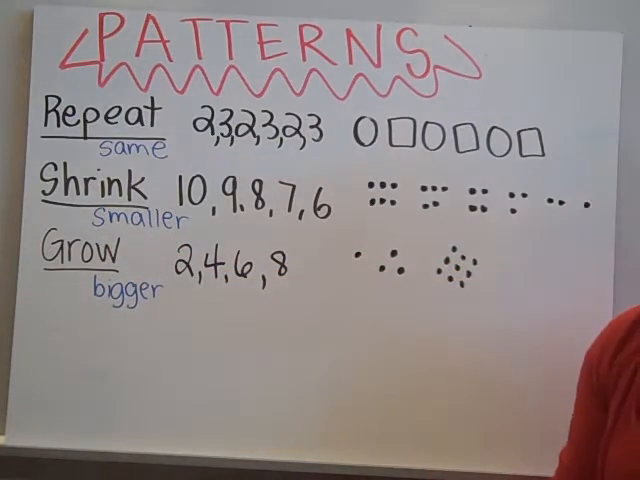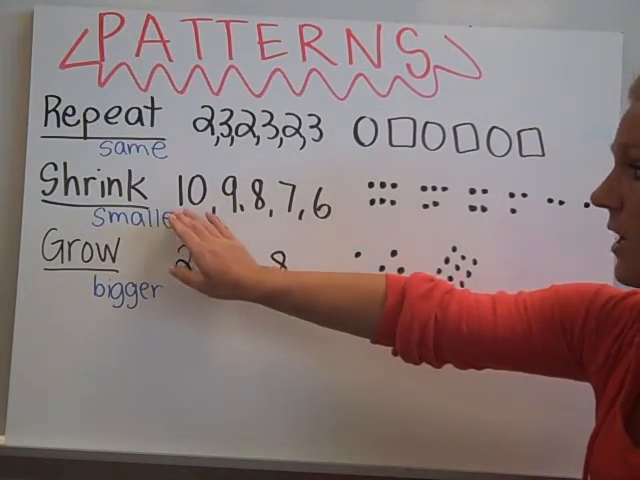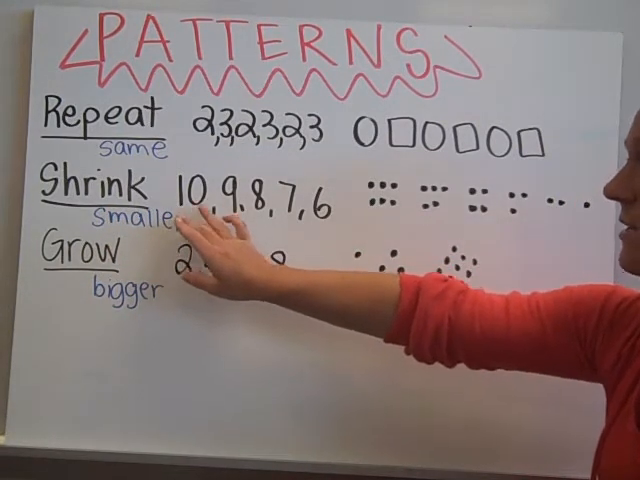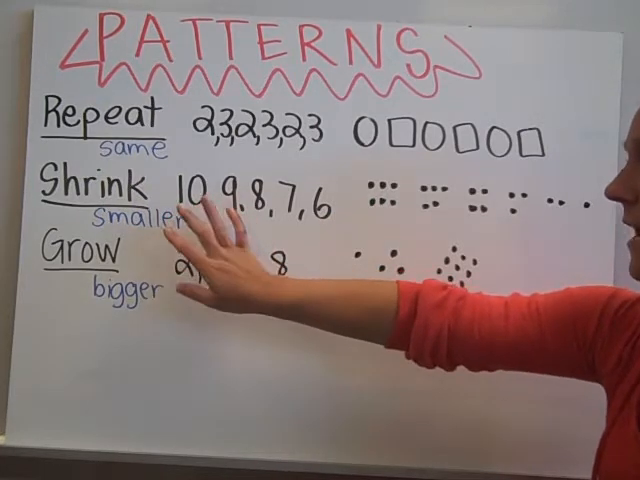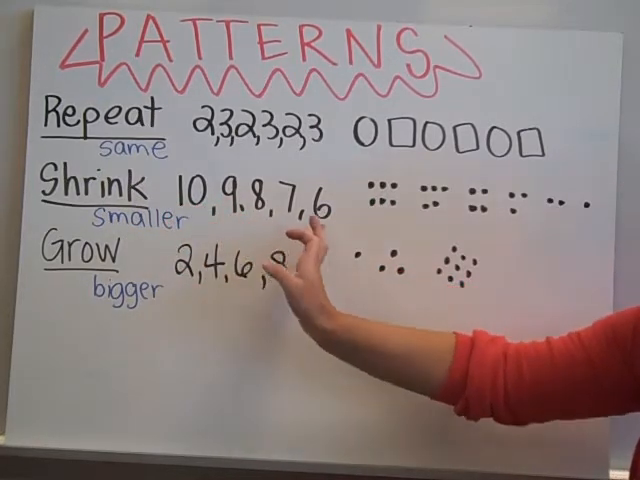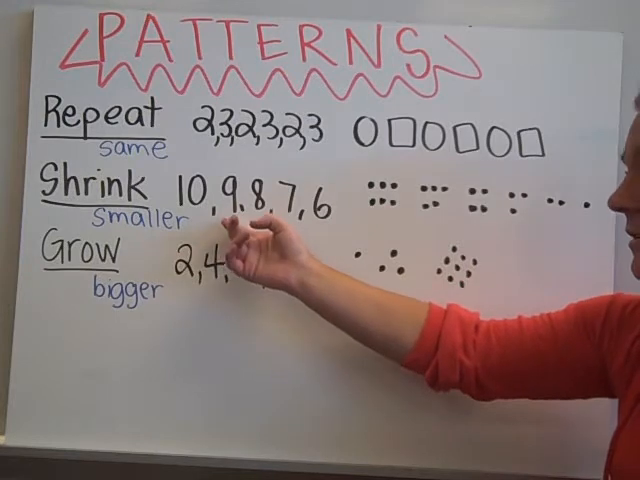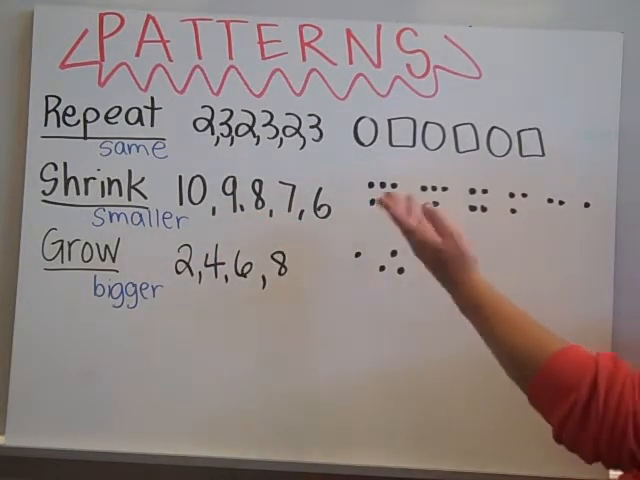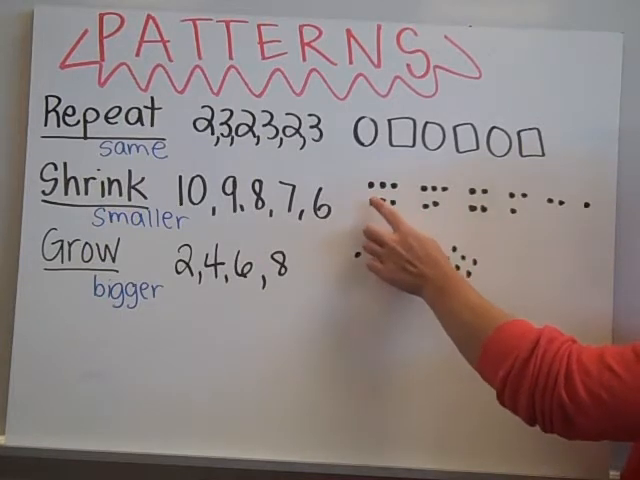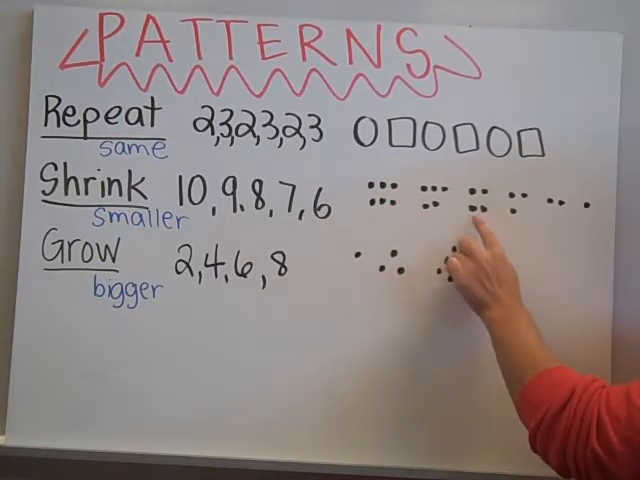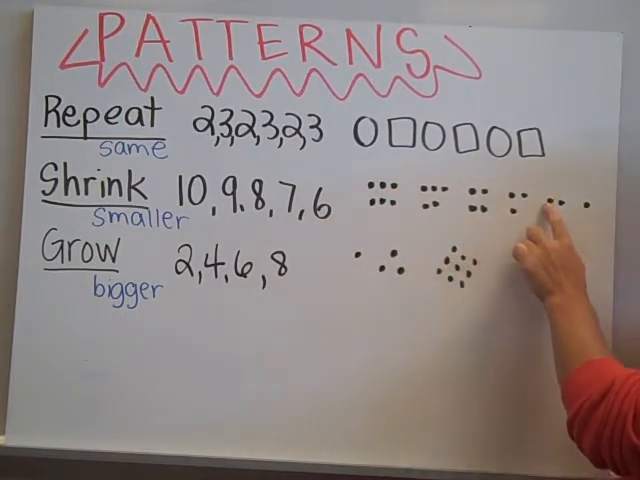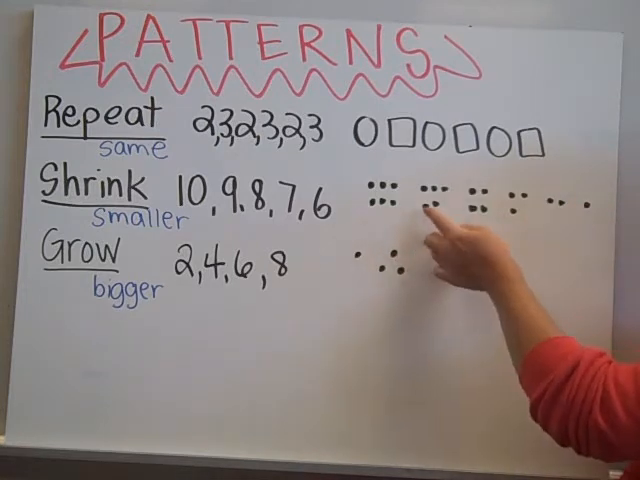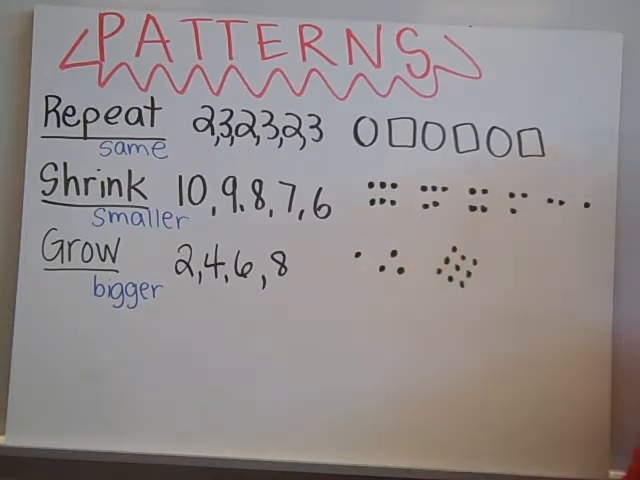Shrinking patterns are those that get smaller. So here we start with the number 10, and we're going to decrease by 1 each time. 10, 9, 8, 7, 6. So our rule here is we're decreasing or getting smaller by 1. Or you might see it with dots. So here we have 6 dots, and then 5, then 4, 3, 2, and 1. So again, we're decreasing the number of dots by 1.